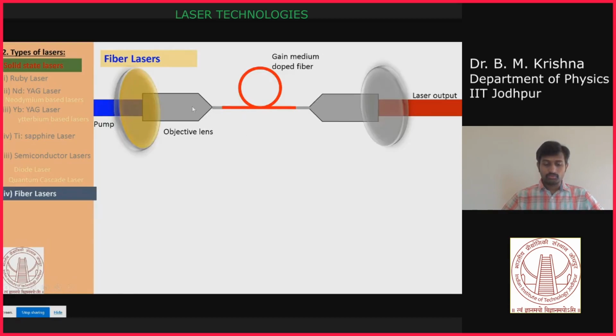Once your pump beam has entered your fiber, as you know the fiber is doped, so it has absorption. When you have absorption, there will be a spontaneous emission that comes out of this fiber. Now you need to couple this to the outside. The light will come through your fiber, so you have to collect it using a microscopic objective again. Then you get a beam size roughly on the order of millimeters.